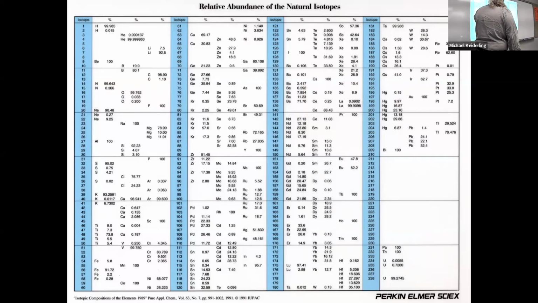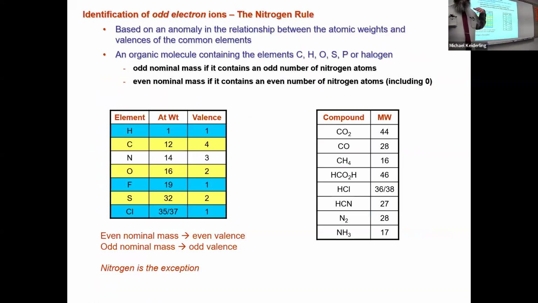Bromine is the other one that I wanted to mention. Bromine is basically evenly split between 79 and 81. Those are some relevant things, so you'll see that sort of splitting in the spectra.